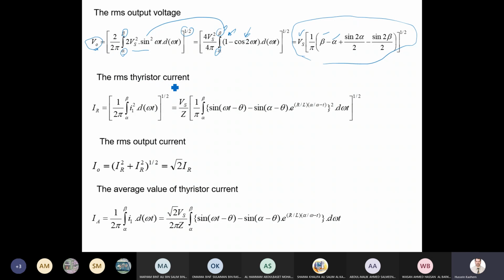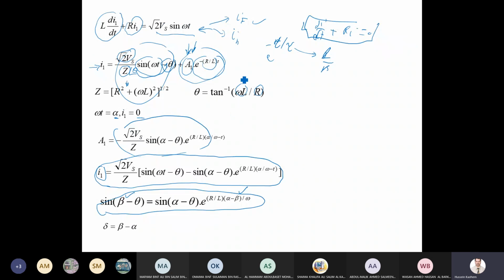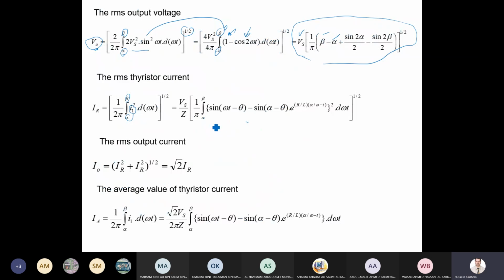What about the RMS thyristor current? The thyristor will also conduct from alpha to beta. Do I have the current? Yes, I have it. This is the current equation. So I substitute here. This is squared and this is the square root. We cannot solve it directly.